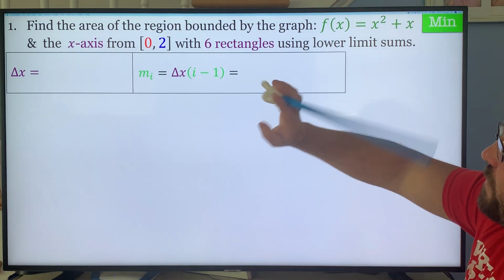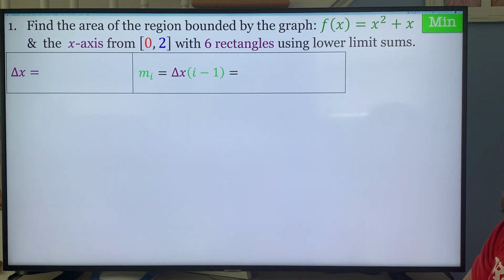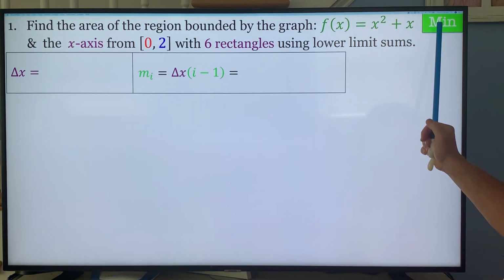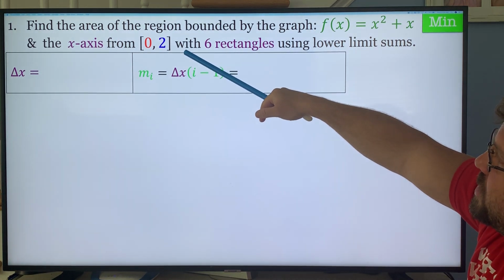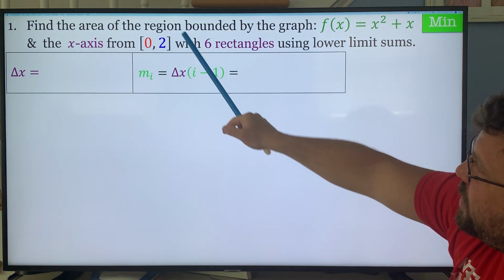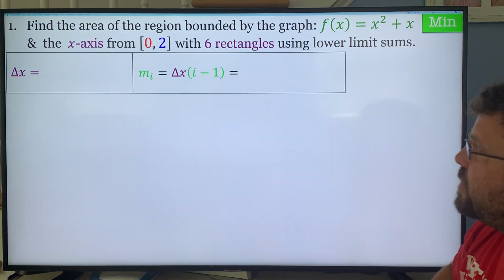Good. Find the area of the region bounded by the graph f of x equals x squared plus x, and we're going to do min for minimum, and the x-axis from 0 to 2, lower limit, upper limit, with 6 rectangles using lower limit sums.